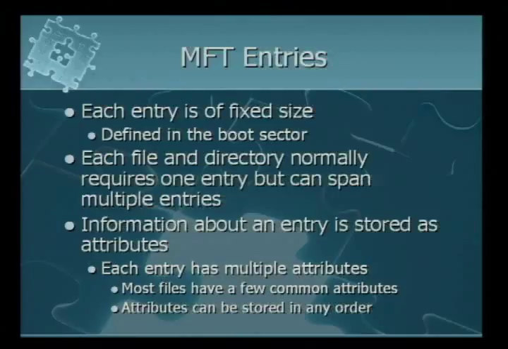Looking more closely, what we know from reverse engineering this file system is that you have these entries in the MFT, and they all have a fixed size. When you format a drive, it sets them to a particular size. By default, this is 1K on Windows for each entry. Every file and directory in our system normally takes up one entry. Technically, they can take up more, but generally it's one entry per file. The information about each entry is stored as attributes. There's a whole bunch of different attributes for each file, and they can be stored in any order.